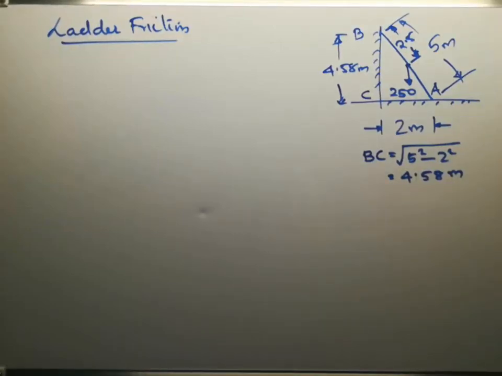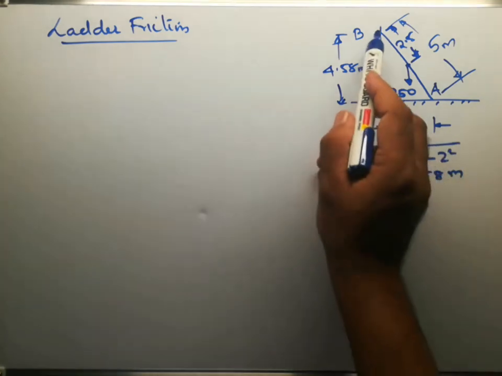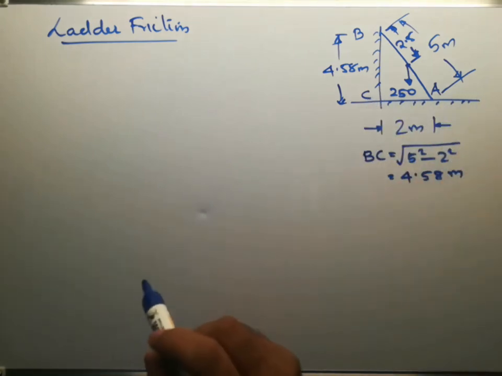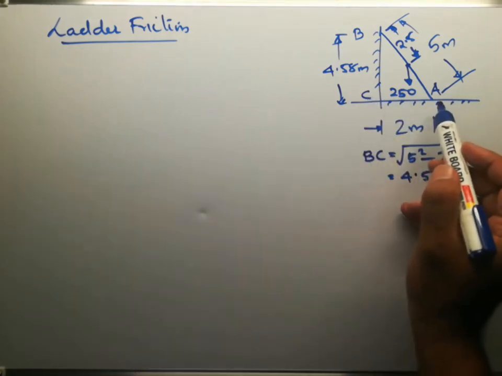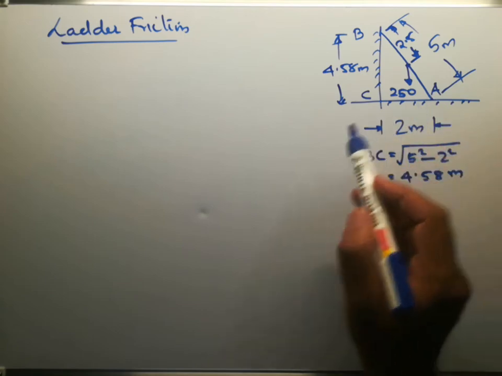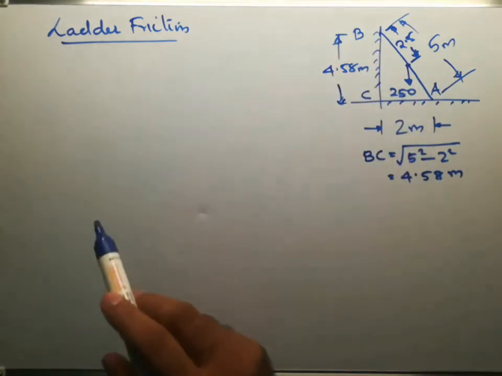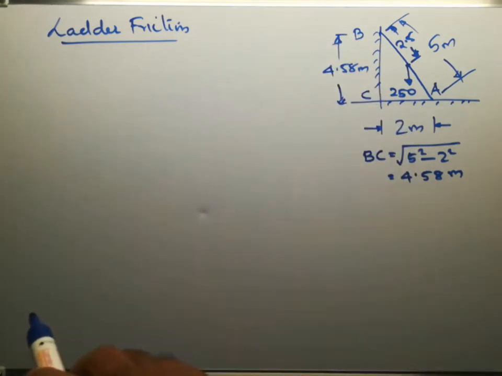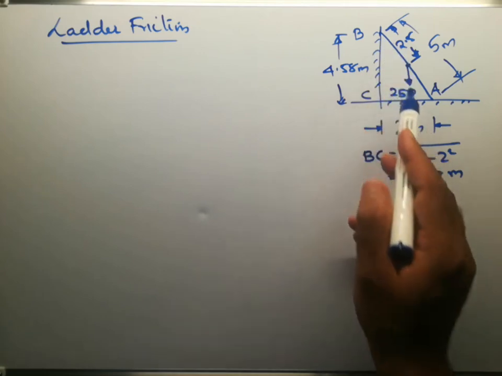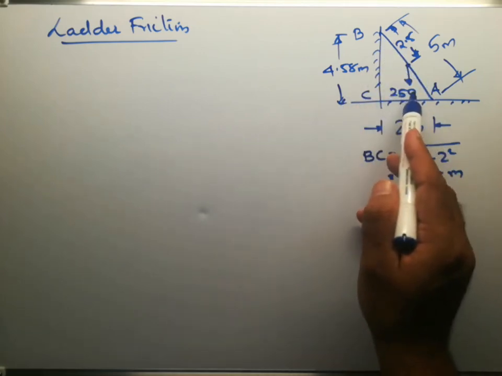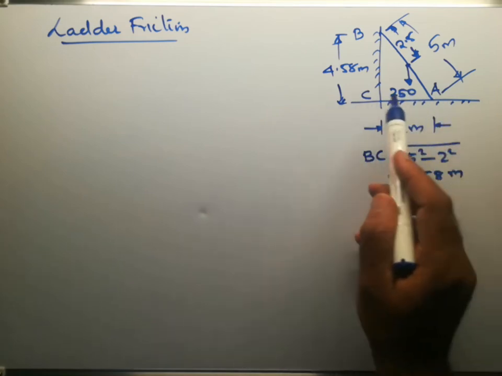In this problem, a ladder is placed against a vertical wall and a horizontal floor. The point on the floor is A and the point which is touching the wall is B.